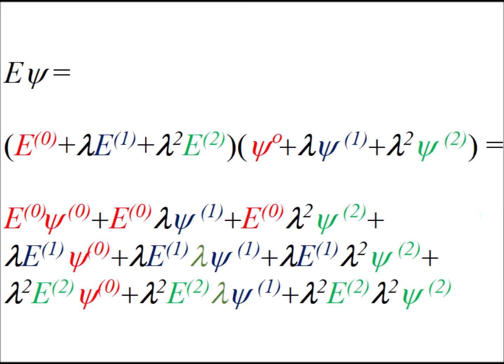Now we do the same procedure for the right-hand side of the Schrödinger equation. First are shown the series expansions for the energy and the wave function, and then using the FOIL process, we get a total of 9 terms.